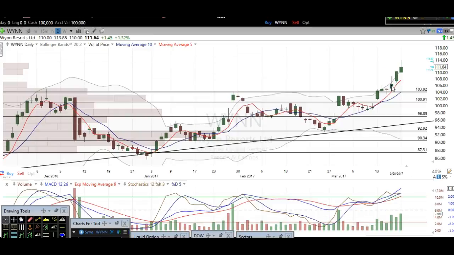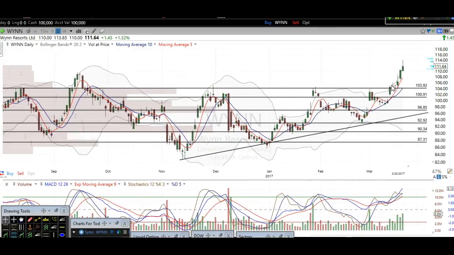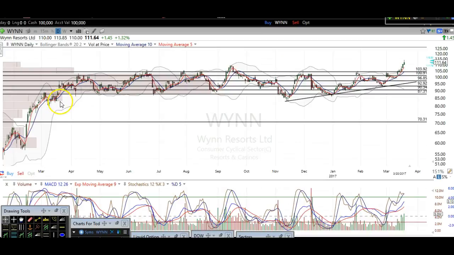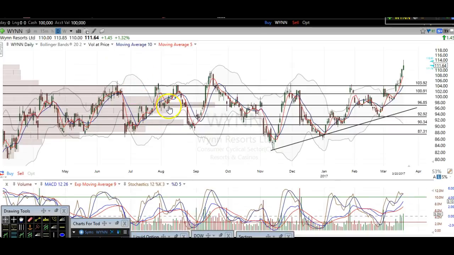Next one we're going to take a look at is Wynn, and this is another really nice breakout here of this huge sideways trading range that we've had for about what is this, March of last year. So for about a year here, we've been trading sideways within this range. You can see very clear breakout on heavy volume. So very nice action, and we've got to assume that it's going to continue because you don't really want to fight this breakout here, okay?